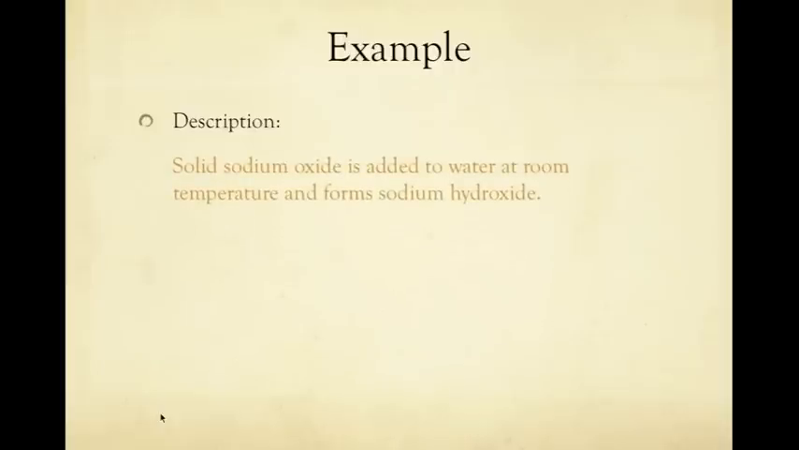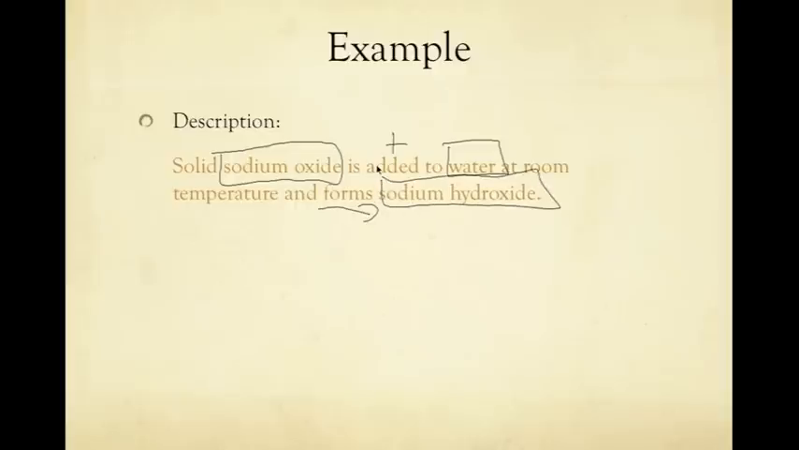Our first description says solid sodium oxide is added to water at room temperature and forms sodium hydroxide. So the main thing here that we've got to pick out from the description: we have sodium oxide is added to water at room temperature, and it forms, there's our arrow, and we have sodium hydroxide. So we can go ahead and write this in a word equation. We have our solid sodium oxide plus our water, and then we have our sodium hydroxide as a product.